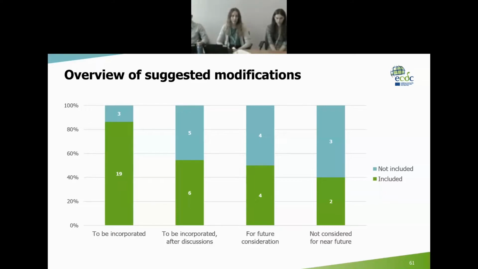For the second category, again, there were slightly fewer suggestions or modifications suggested. We incorporated a bit more than half of them. And actually, there were some of them that we didn't consider at that point to be included for the near future. I will go into detail later, but we actually have included them now. And some of the things, even though they are not included now, will be covered with this new version that we are developing now.